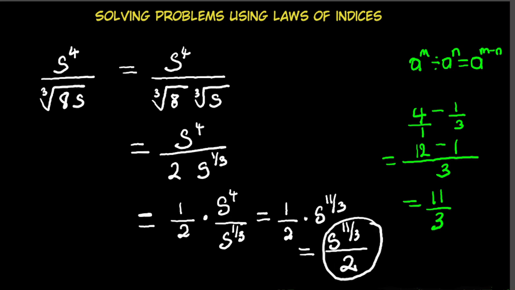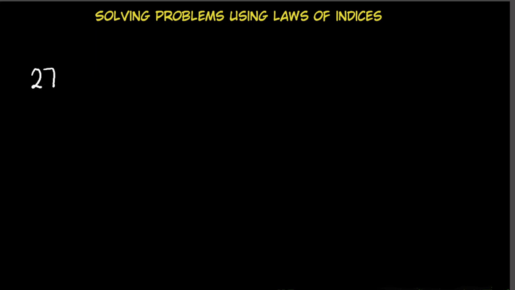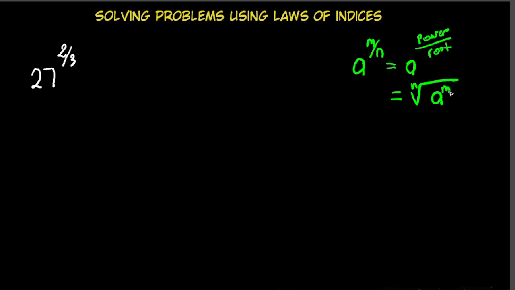Let's look at another example. Here we have 27 raised to the 2/3 power. Now, the laws of indices tell us that a raised to the m/n power is equal to a raised to the power over root, which would be equal to the nth root of a raised to m, or it can also be written in this form. So we're going to work 27 to the 2/3 in both forms. Let's go.